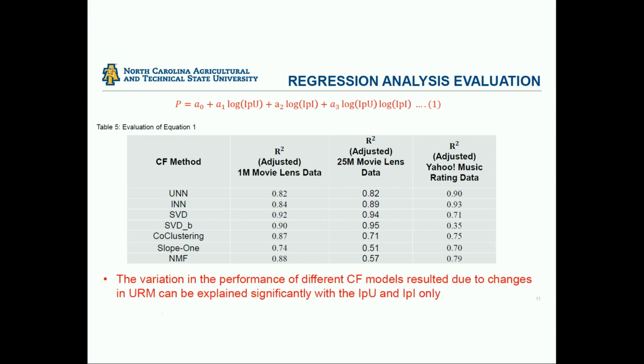So with information per user and information per item only, we will be able to explain the variation in the performance with the change in these characteristics. We still need to do more studies, but these preliminary results suggest that those will be enough to explain the variation. We don't need to use more than 6, 7, or 10.